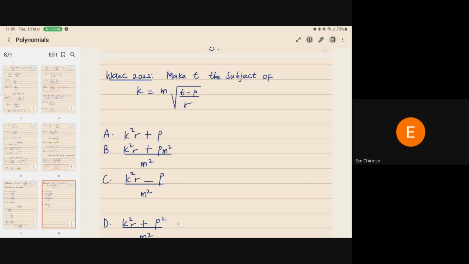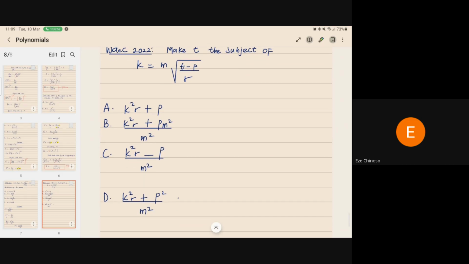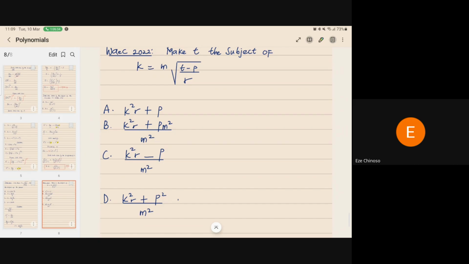So my answer is T is equal to K squared minus P divided by M. But here, no, M is good. C should be the answer, but what happened? I don't know. Let me take a step back. Yeah, take your step. The options are correct anyway. That's what I told you. As you are solving, you are flipping things around. Is that okay?